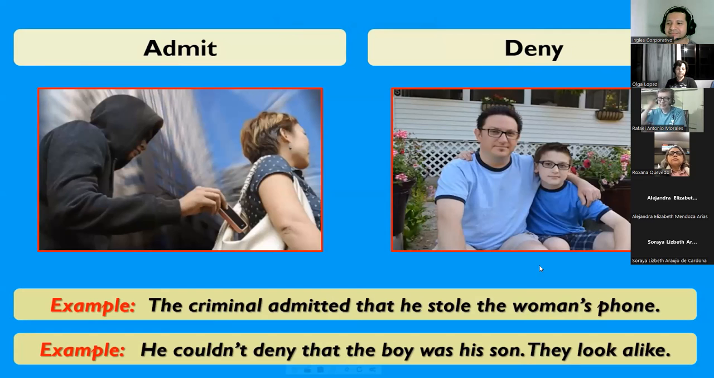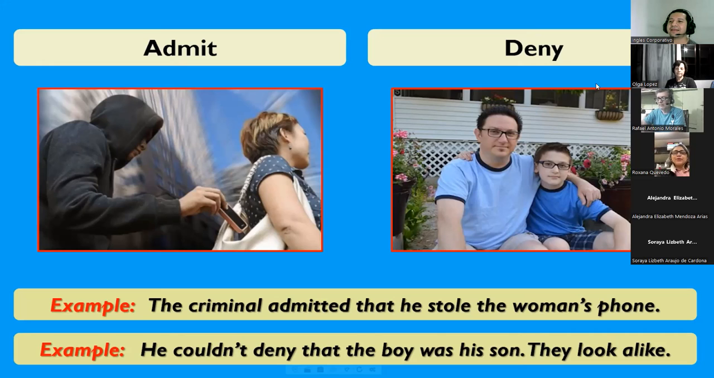The criminal admitted that he stole the woman's phone. He couldn't deny that the boy was his son. They look alike. Alike is like similar, right? So the criminal admitted that he stole the woman's phone. Admitir, that is to accept. And he couldn't deny that the boy was his son. Perfect. So admit and deny. Teacher, what is the meaning of deny? Deny, negar. Okay, so he couldn't deny that he was his son because they looked quite alike. So he couldn't deny it.